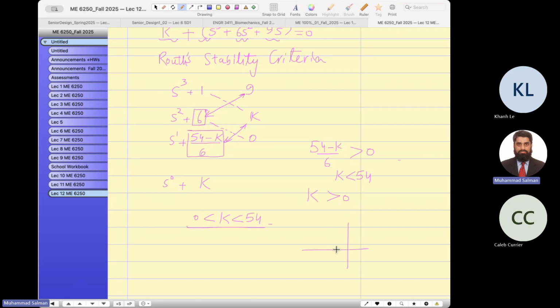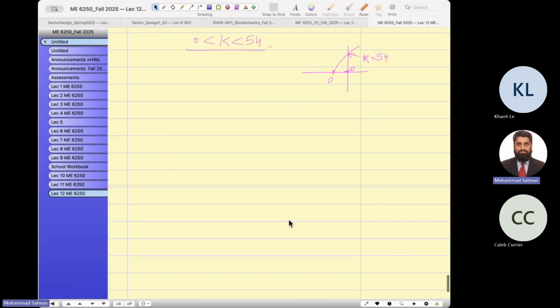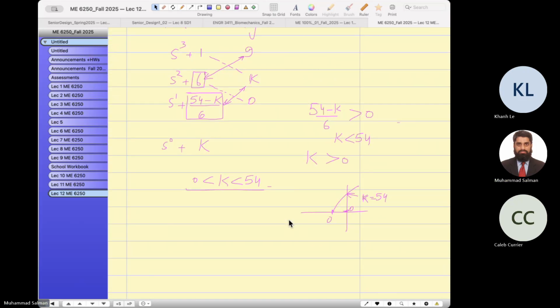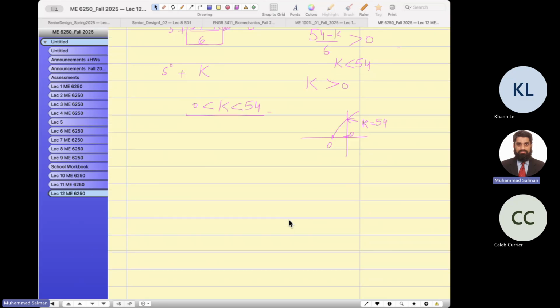I would say it goes from 0 here, and the location of the pole where the gain value is k equals 54. As soon as it moves away from the imaginary line, the system becomes unstable. And you can tell your professor the omega value here by using the same criteria. So have you understood how I found the root locus and the breakaway point?